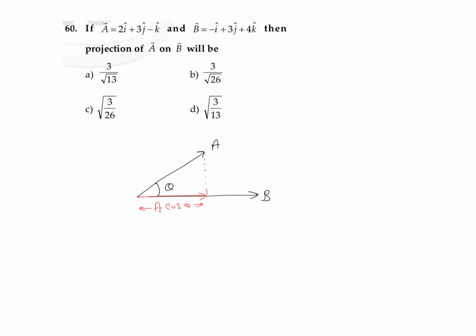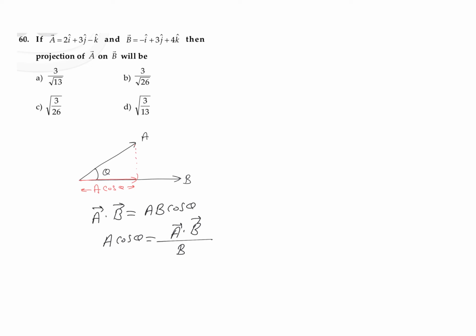So the best method to find the value of A cos theta is from the dot product. We can write A dot B is equal to AB cos theta. So the value of A cos theta can be written as A vector dot B vector divided by B. So let's see how to find the value for it.